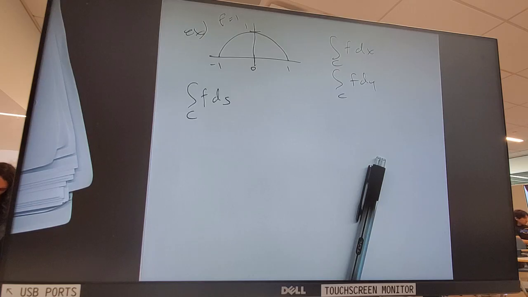I'll ask you one question that will help you along your way. Since f is 1, what should the integral end up representing? The length. Okay, so do it. Don't rewrite ds. Don't do any of that. Just write down the answer.